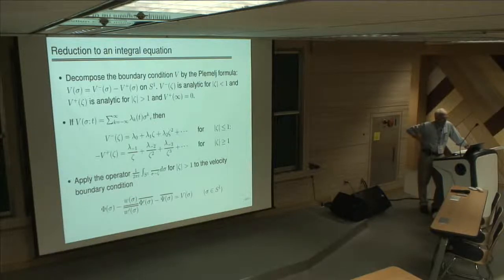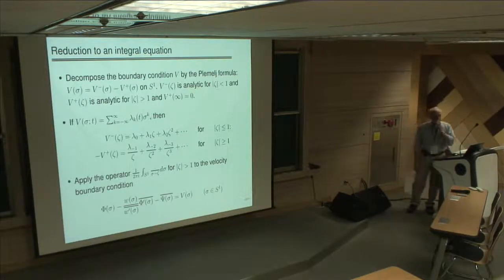There's something called the Plemelj formula, which allows you to do that, and then you do the approximations to the interior and the exterior velocities. And then you realize there's a problem, because we have this one boundary condition which involves two unknown complex functions. How do we get that?